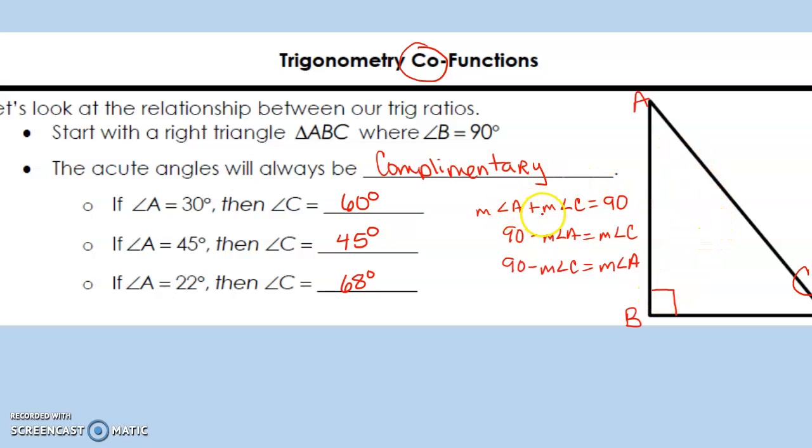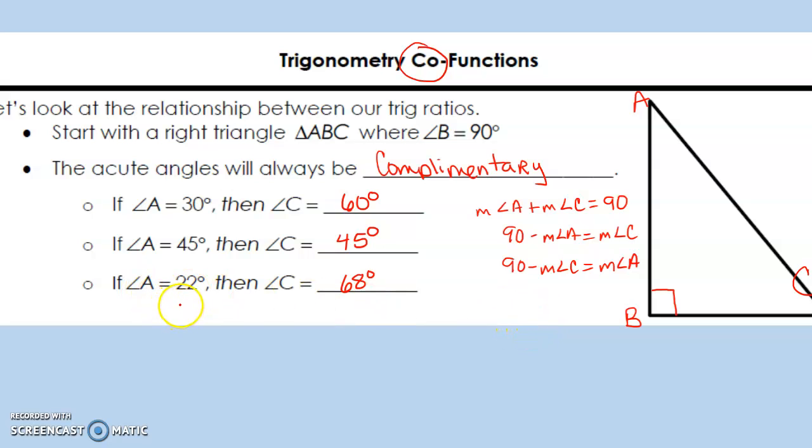So the measure of angle A plus the measure of angle C would be 90, and then using algebra, I could do 90 minus the measure of angle A would equal the measure of angle C, or 90 minus the measure of angle C would equal the measure of angle A. So if angle A is 30 degrees, 90 minus 30 is 60. If angle A is 45, 90 minus 45 is 45. And if angle A is 22, then angle C is 90 minus 22, which is 68 degrees.